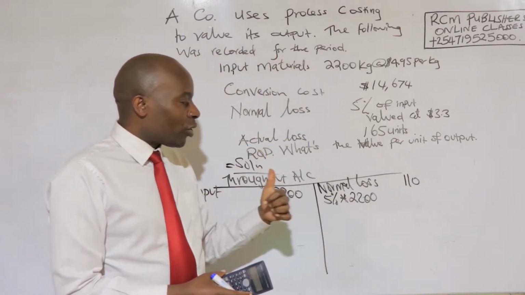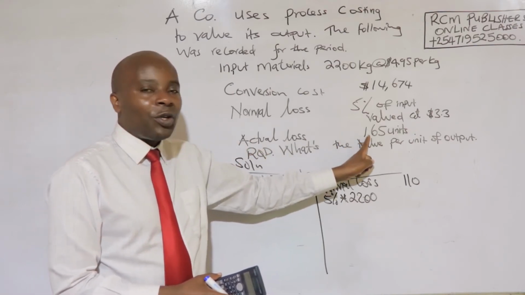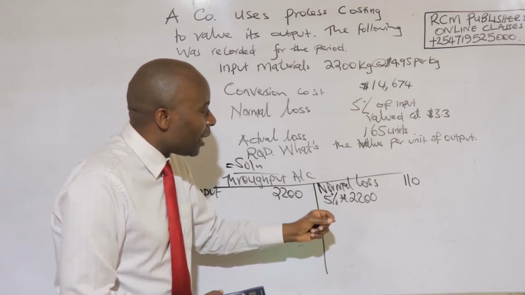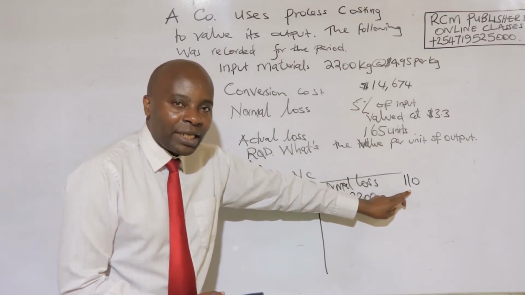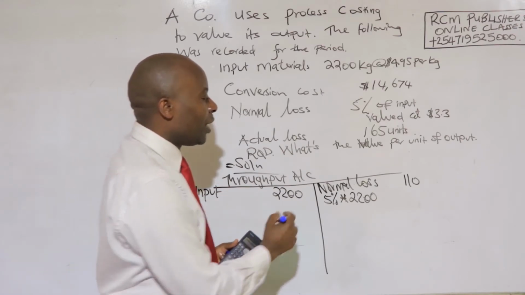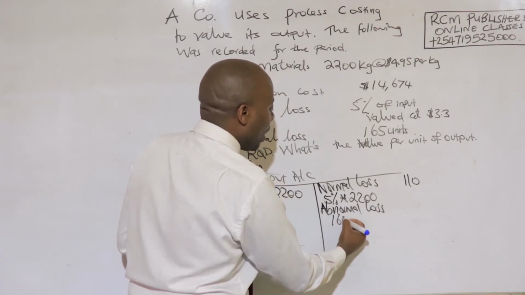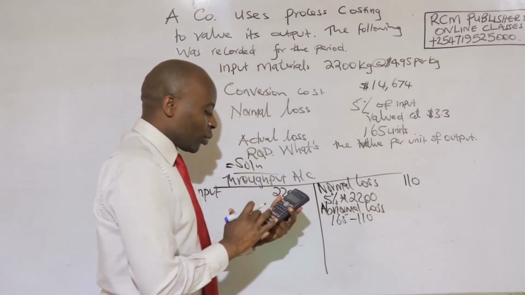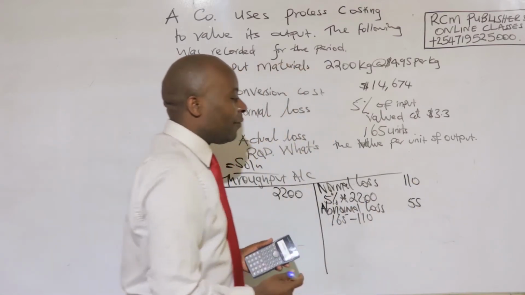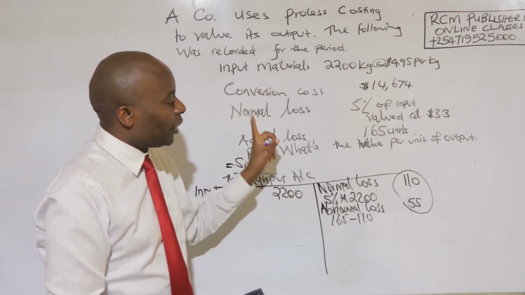Do we have any other loss other than this normal loss? Oh yes, because we are told that the actual loss was 165, which of course is more than 110. Meaning that the excess lost units will be classified under abnormal loss. So abnormal loss will be 165 minus 110, which gives me an abnormal loss of 55. So the two must always add up to the total actual loss.